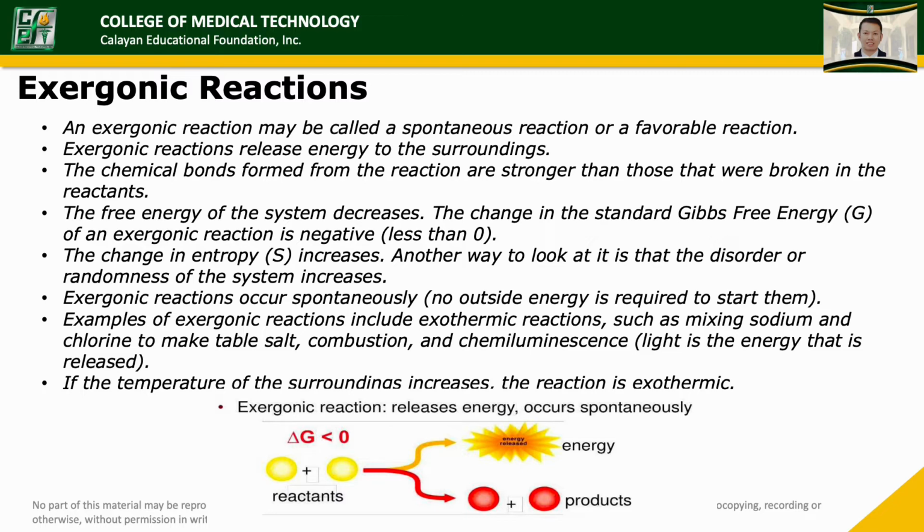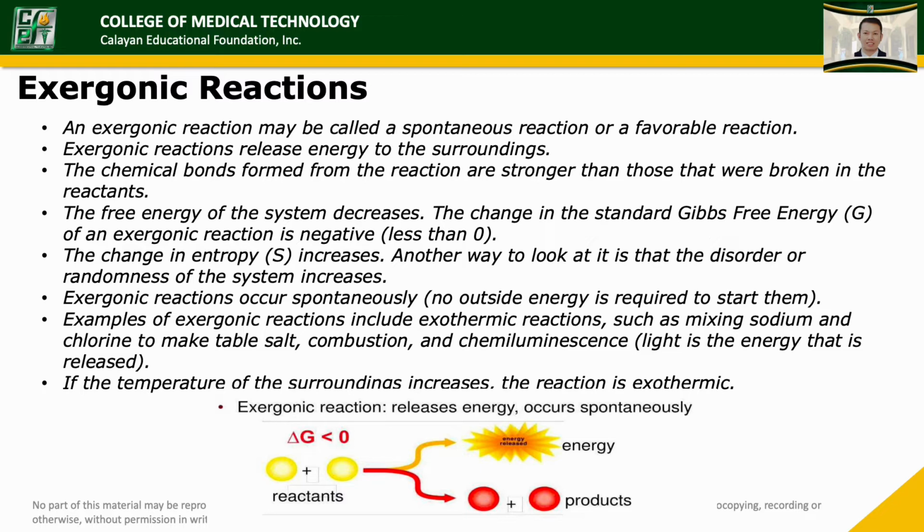The change in the standard Gibbs free energy, or capital letter G, of an exergonic reaction is negative or less than zero. So the change in entropy S increases. Another way to look at it is that the disorder or randomness of the system increases. In exergonic reaction also, it occurs spontaneously, so there's no outside energy required.